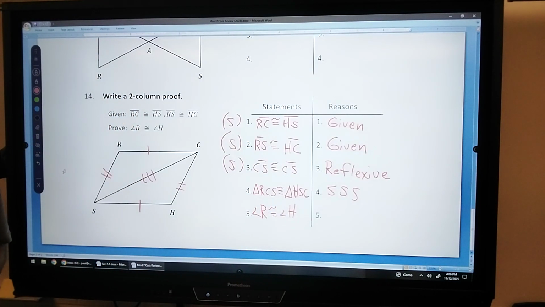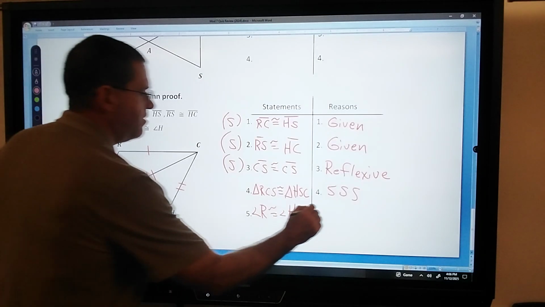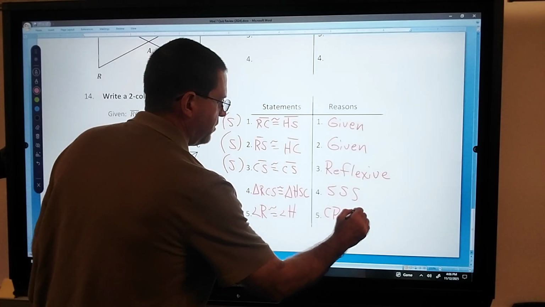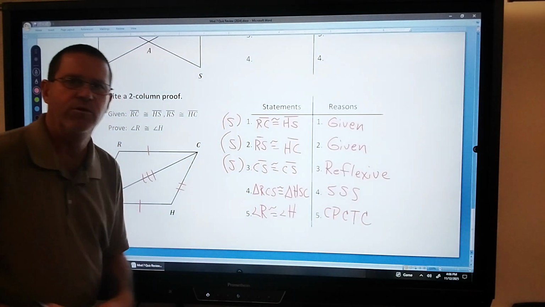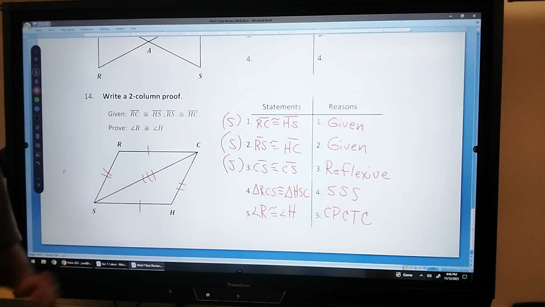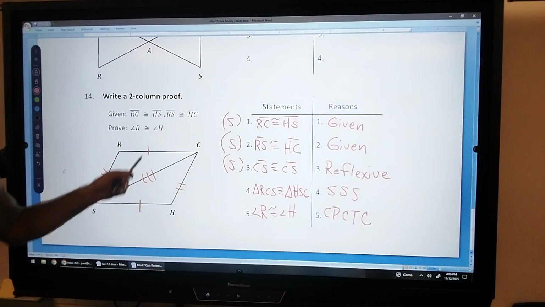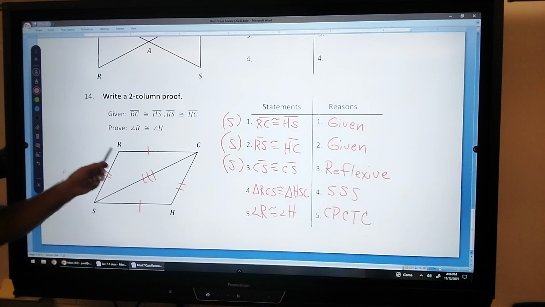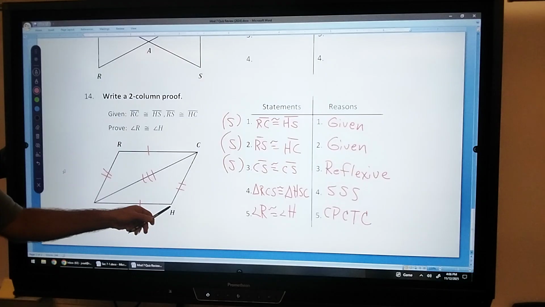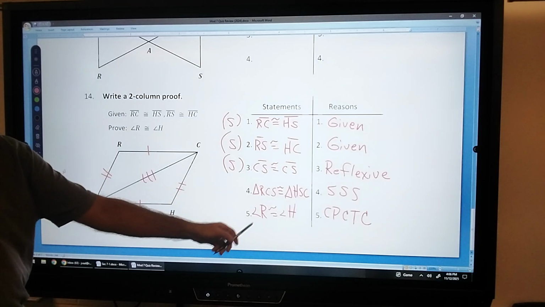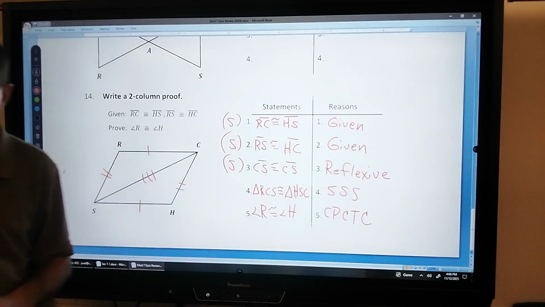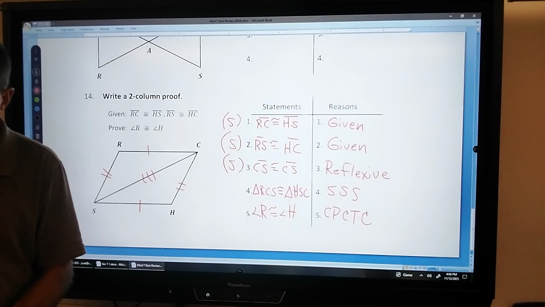And we go to that last thing that we talked about in 7.3, corresponding parts of congruent triangles are congruent. CPCTC simply means once you have proven these two triangles congruent, anything else that does not have a mark is automatically congruent. R and H are angles. They would automatically be congruent by corresponding parts of congruent triangles are congruent.